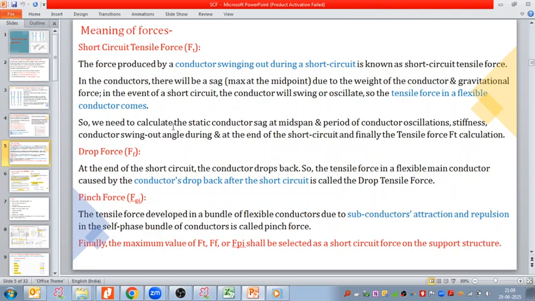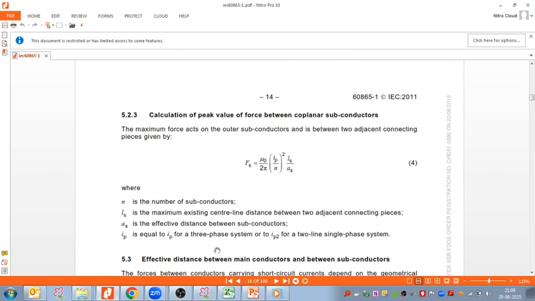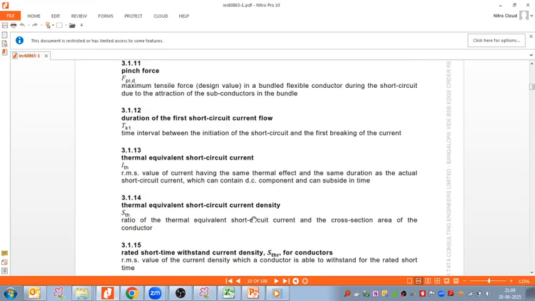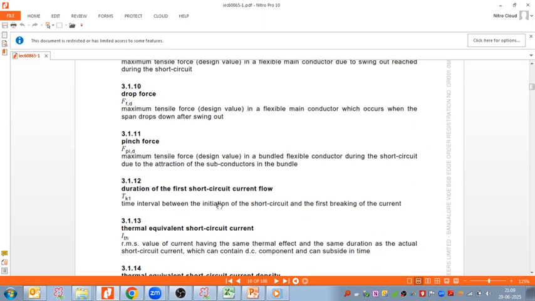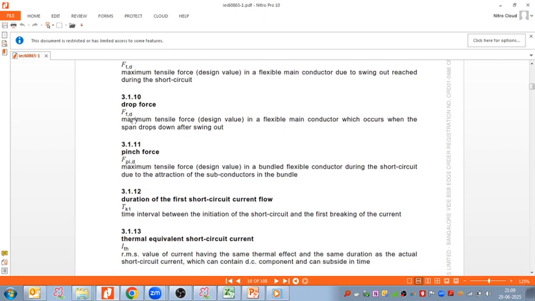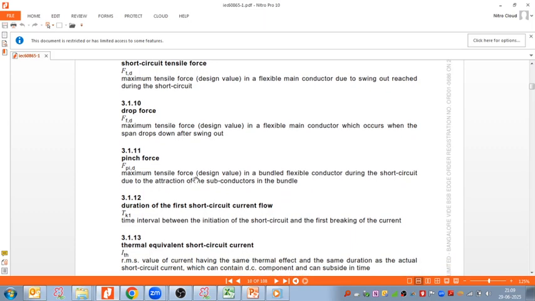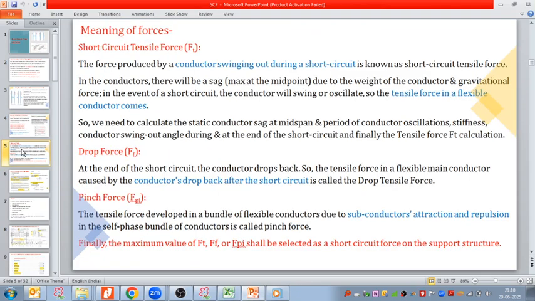So this is one way to understand the meaning of FT, FF and FPI, what calculations we are doing. Along with that, you can also refer to 60865, where they have also given all the definitions. I have taken from there, but I have made some small modifications just to properly understand the drop force, short circuit tensile force and pinch force, to make it clear.